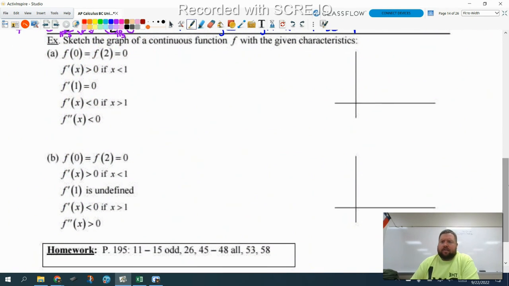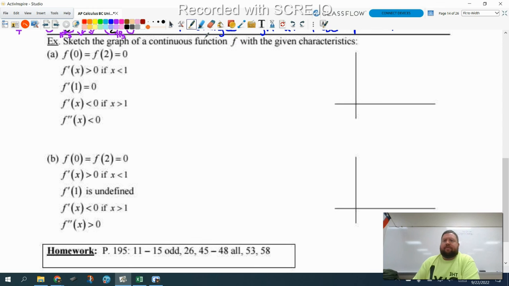All right, last examples down here. Sketch a graph of a continuous function f with the given characteristics. f of 0 is equal to f of 2. Both of those are equal to 0. So 0, 0 is a point, and 2, 0 is a point.